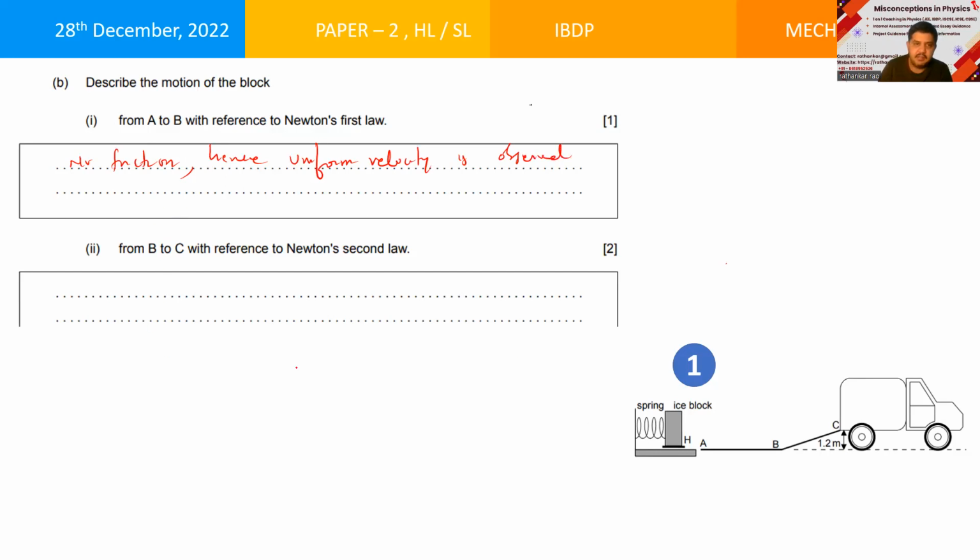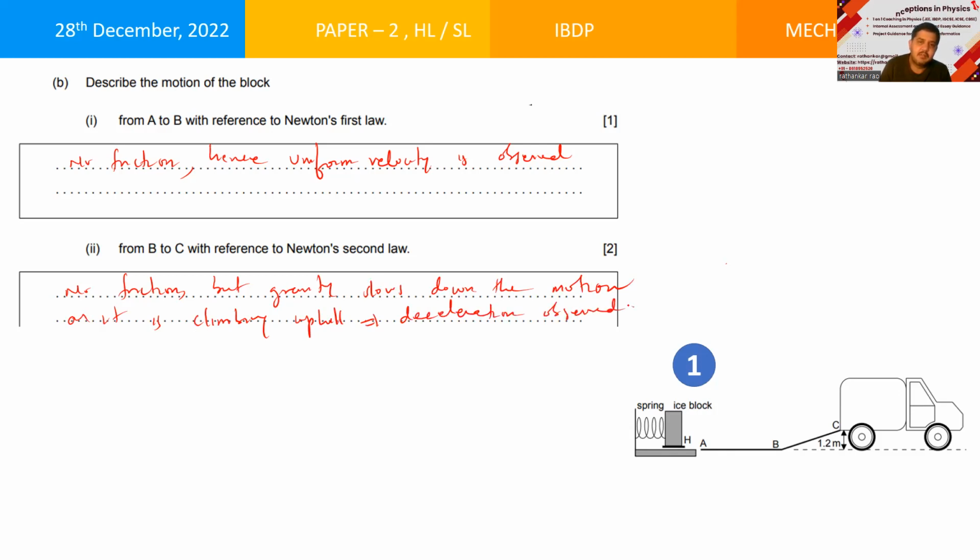Then from B to C, once again, no friction, but gravity slows down the motion as it is climbing uphill. This implies there's a deceleration observed. Okay, so this is for 2 marks. So at least you should write 2 points over here.